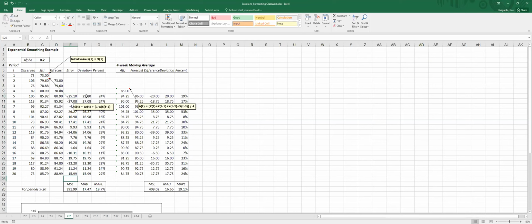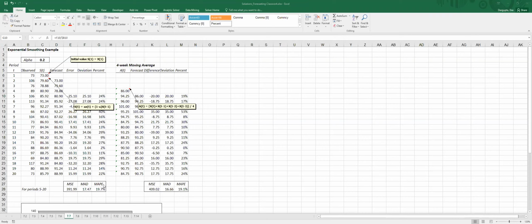And repeat the same with this as absolute value of E10, drag it down. And then go to G10, which is this deviation number F10 divided by the observed value, and it's a percent form, drag it down. And repeat the MSE, MAD, MAPE process just like you did before.